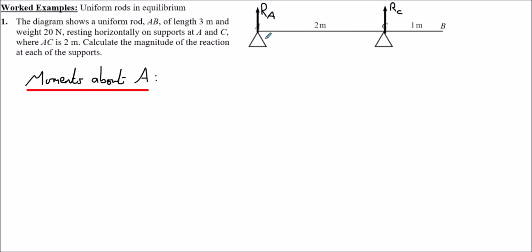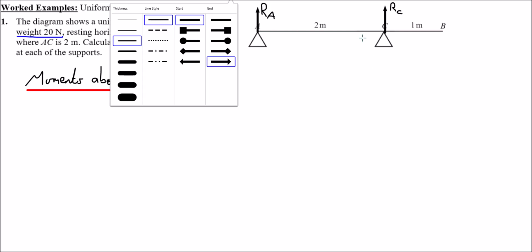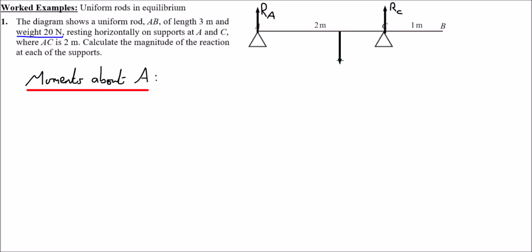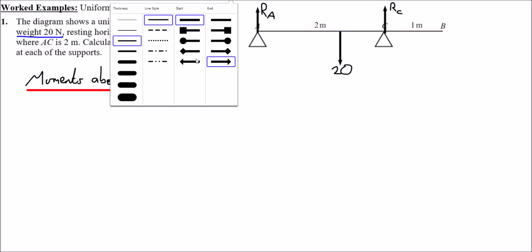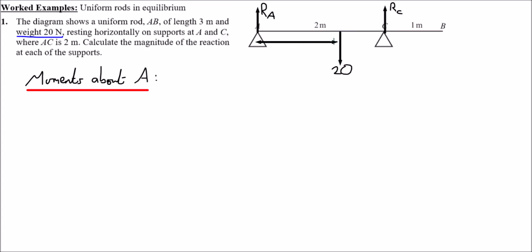So we've got some clockwise moments to consider, and some anti-clockwise. We need to fully label this diagram, however. We've got a rod with a weight of 20 newtons. It's a uniform rod, so its centre of mass will be at the middle of it. If it's 3 meters long, its weight will be acting halfway along, which is 1.5 meters. So it's 20 newtons going down, at a distance of 1.5 meters. We can add this in to help us solve the question.